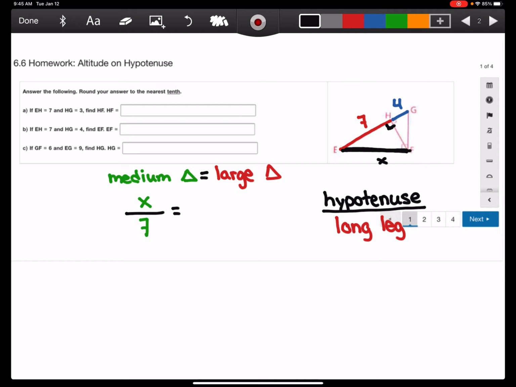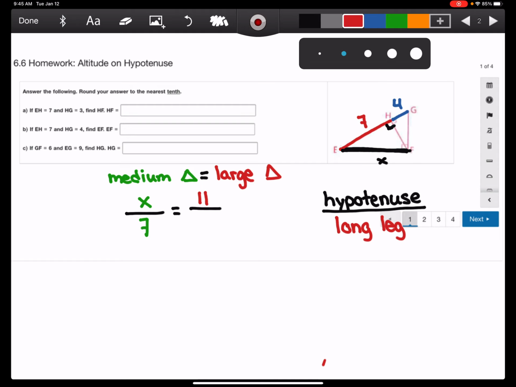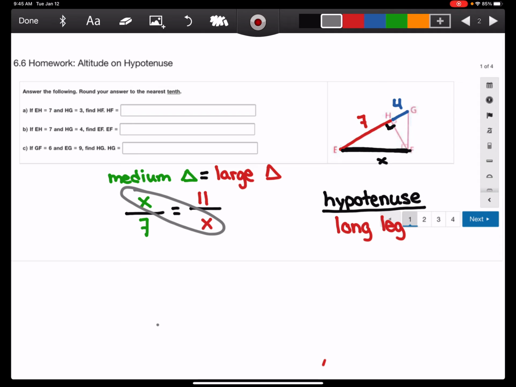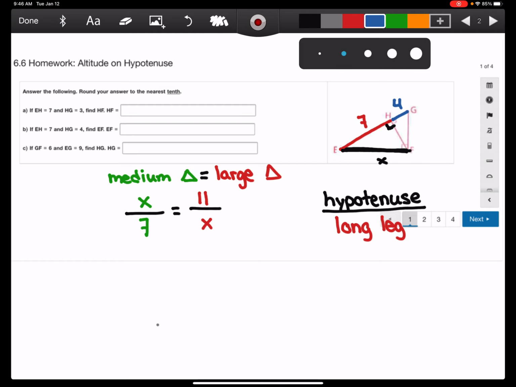Now let's look at the large triangle, the overall triangle that we see here. We have hypotenuse over long leg for that. So again, the hypotenuse for our large triangle is 7 plus 4, which is 11. And the long leg for our large triangle is the variable that we're trying to solve for, x. Now we know that we're on the right track if we see a geometric mean, meaning that we have two numbers or two variables that are the same that are kitty corner from one another. That's how we know that we did our proportion correctly. So at this point, we can go ahead and cross multiply and solve.